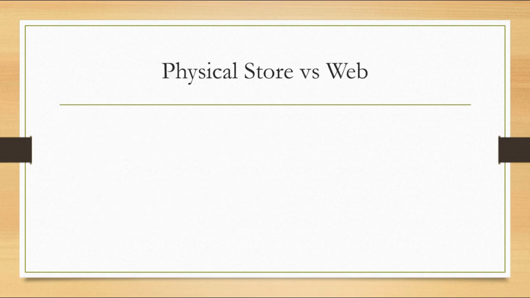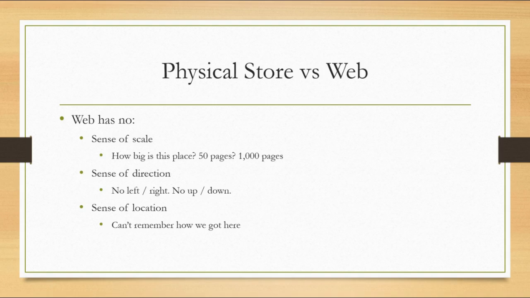So let's compare a physical store to a website. A physical store, you go in and you kind of get a sense for how big it is when you walk in the front door. Whether it's a small local store or a big box store, you at least have some sense of how big it is. You go into a website and you don't know. You land on the home page. How big is this place? Is it 50 pages? Is it 1,000 pages? How big is it?